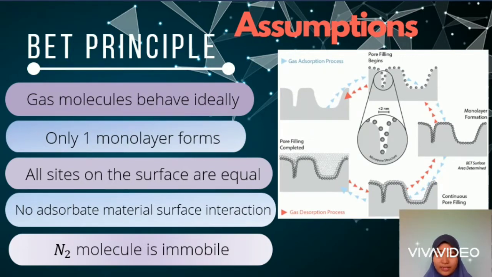Lastly, the nitrogen molecules are immobile. As we know, if they were mobile, they could not be adsorbed as a monolayer like this, right?